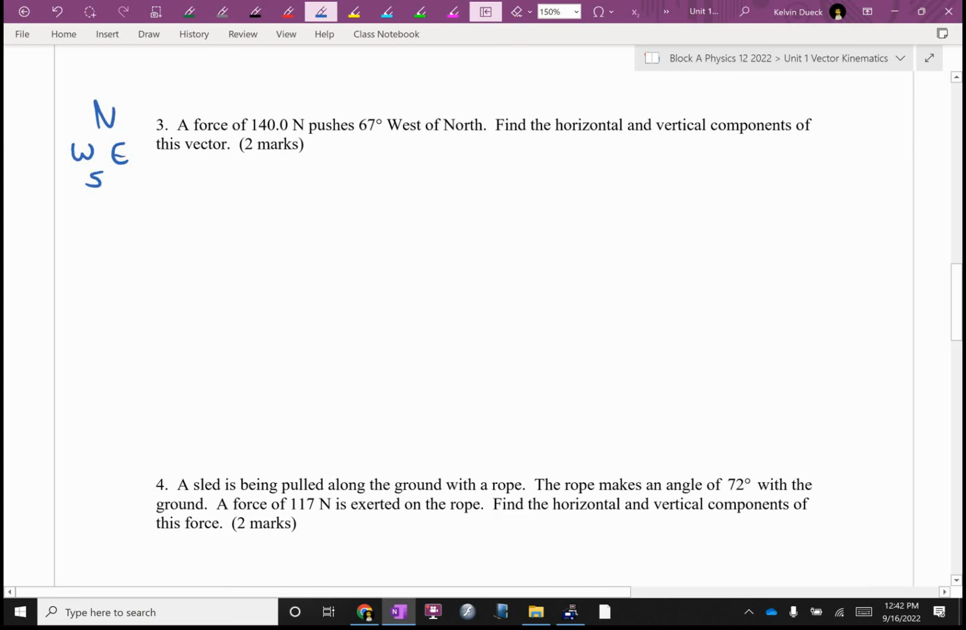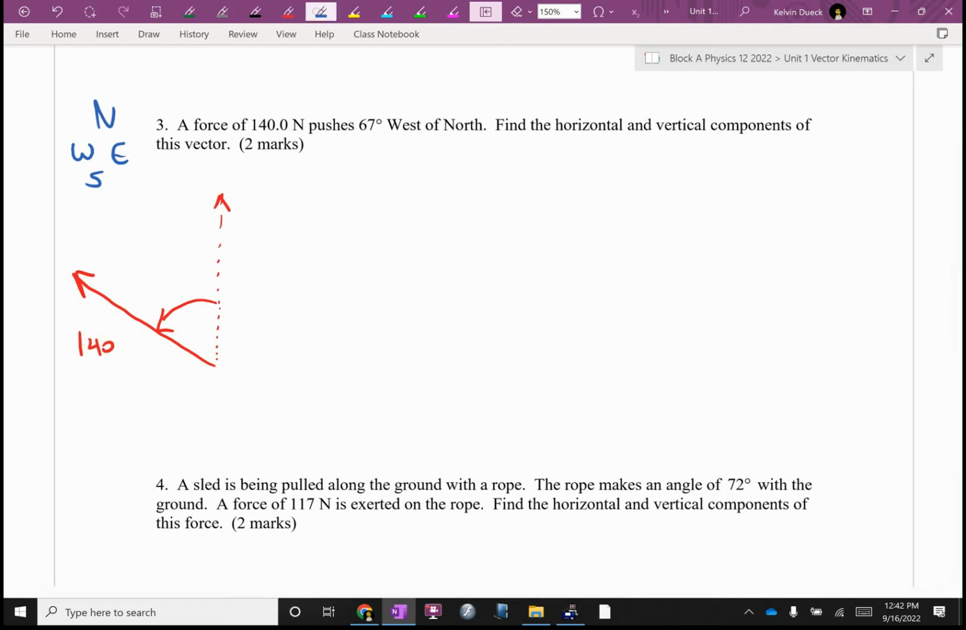Now it wants the components. So this force is 140 degrees, 67 degrees west of north. West of what? I'm going to draw the north first. West of north. Am I going to head to the left or to the right? So go back to where I started, go up a little ways. How many degrees? 67 degrees. I'll eyeball it. There is my vector of 140.